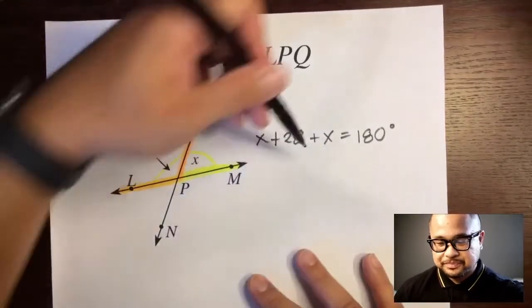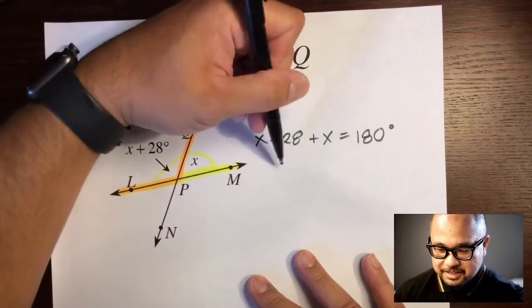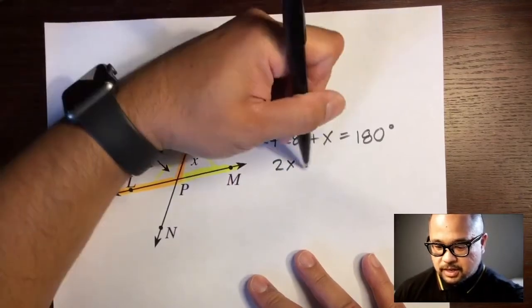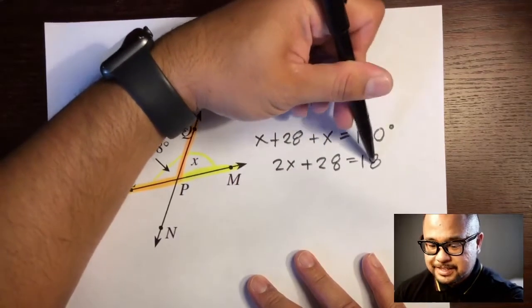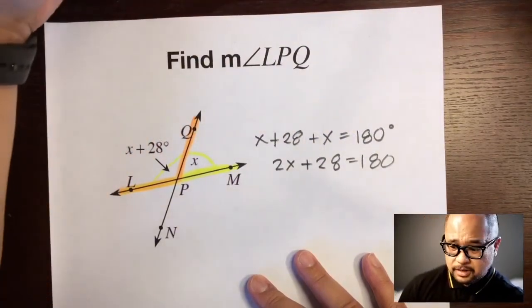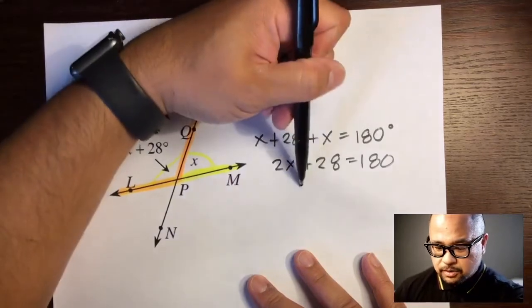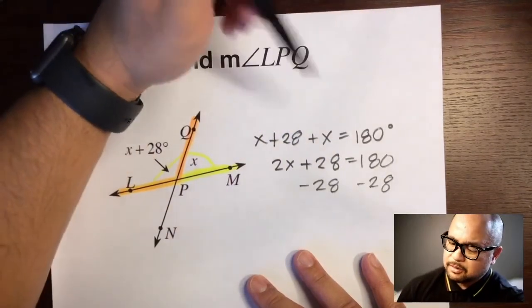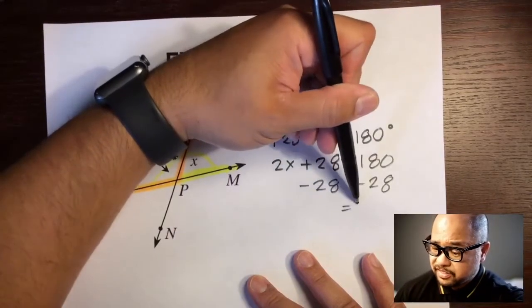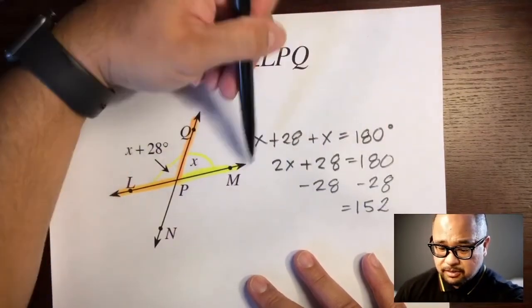But anyways, let's combine like terms. x plus x is 2x. And then we'll bring down that 28. Set it equal to 180 because the two angles are supplementary once again. We'll subtract that 28 from both sides. And what would that be? 152. And we'll bring down that 2x.